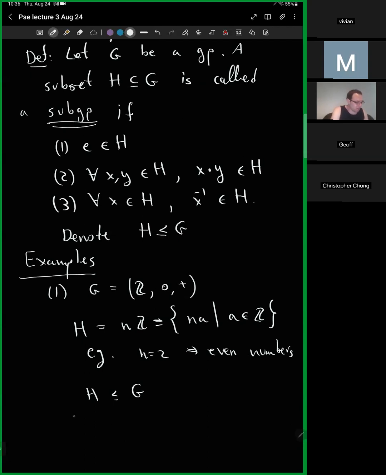Now, what if I take G the same as above, so G is equal to Z, and H is equal to all the odd numbers. Is this a group? A subgroup, I mean.